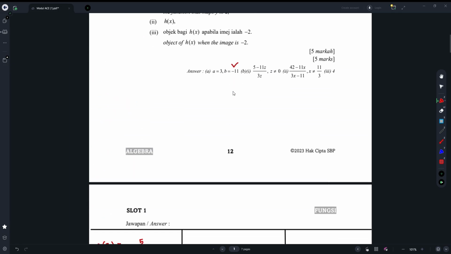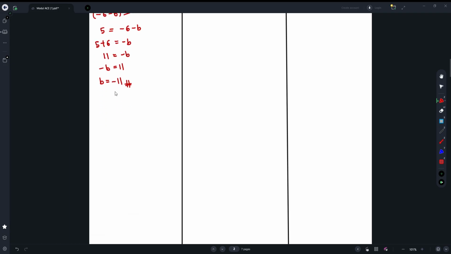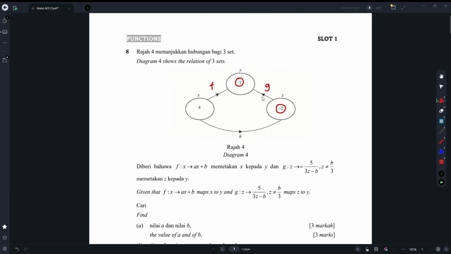Okay. Let's continue to find the a in the function. As you all know, the function f(x) is given to be ax plus b, and we just got to know that b is -11, so we can straight away put it into the equation. Now we only have one unknown, which is a only. Using the same method, like how I related the object and image for function g, I'm going to do the same for function f. The object is 4, the image is 1.